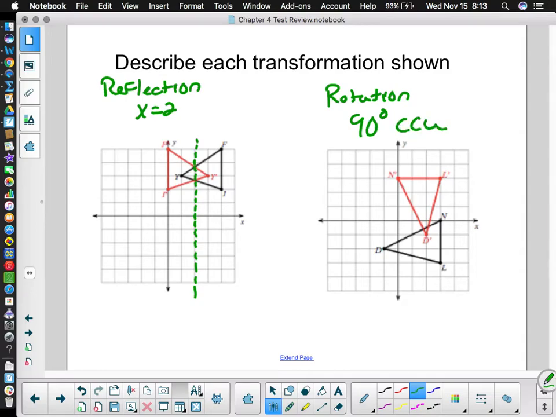90 degrees counterclockwise. CCW is good for counterclockwise. It's a big word to write. Clockwise can just be CW. Counterclockwise is CCW. If you don't indicate a direction, I will assume counterclockwise also, because that's standard. So if you just said rotation 90 degrees, I would accept that because counterclockwise is assumed.